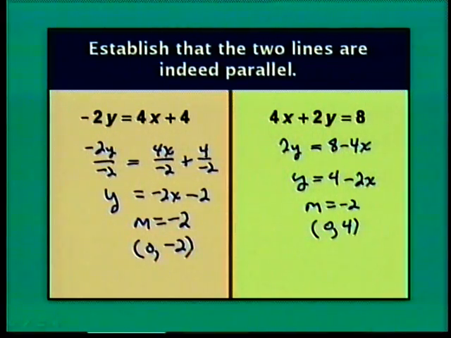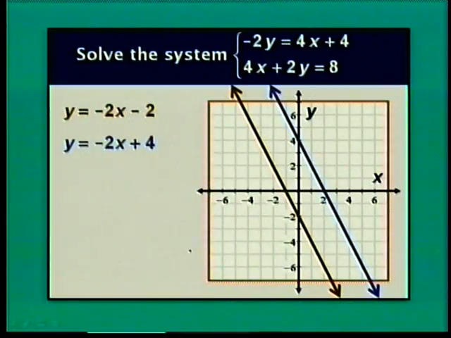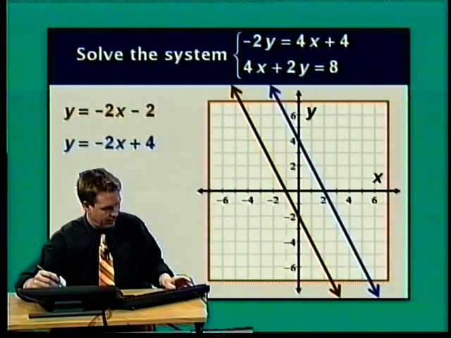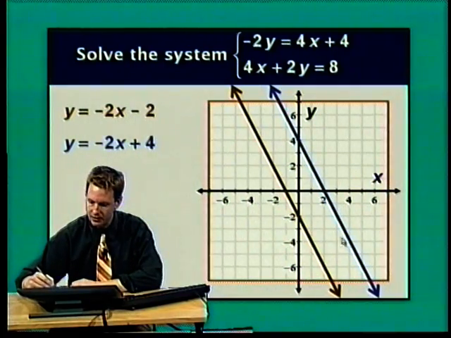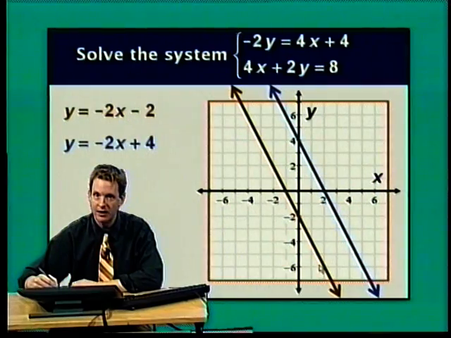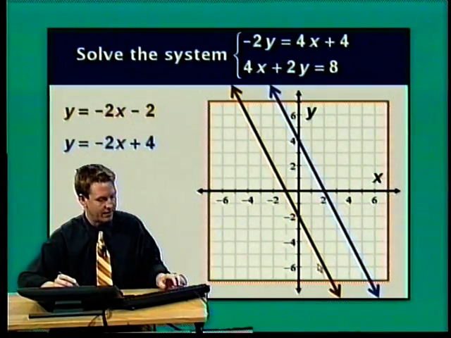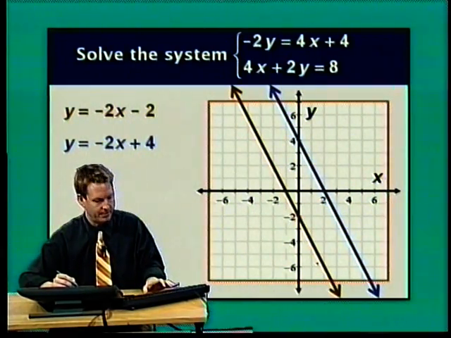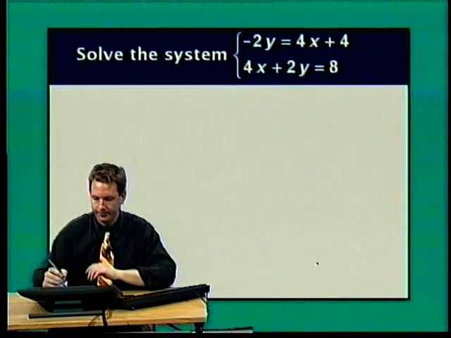The slopes of these two lines are equal, so the two lines are either parallel or, in fact, two representations of the same line. Since the y-intercepts are different, the two lines must be parallel. They never intersect. Let's see that. Here, I have the line y equals minus 2x plus 4. Here I have the line y equals minus 2x minus 2. These two lines never intersect. The system has no solution.